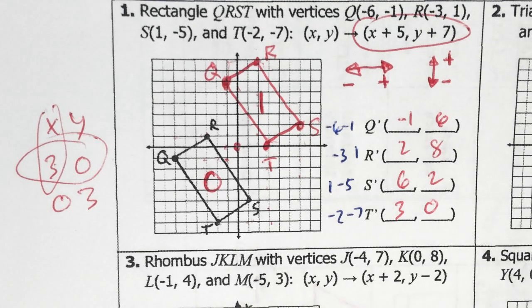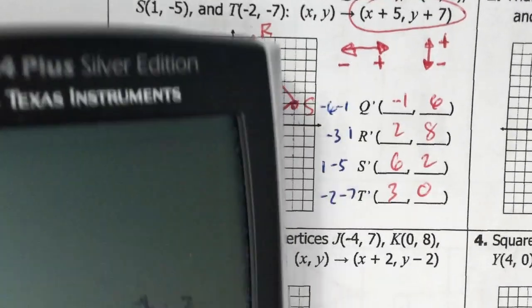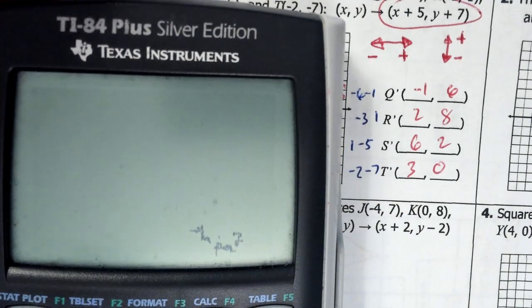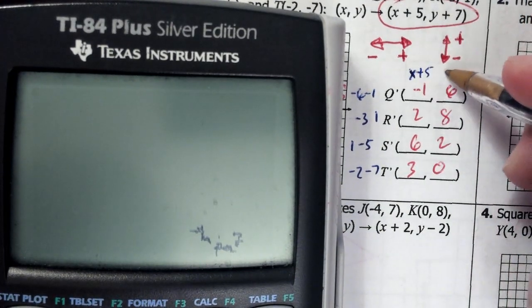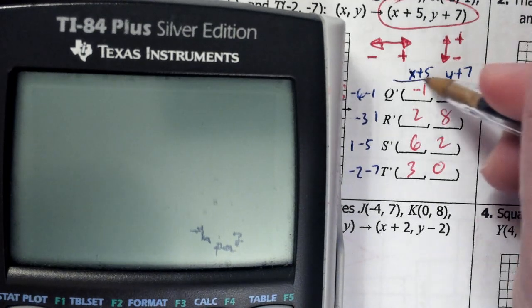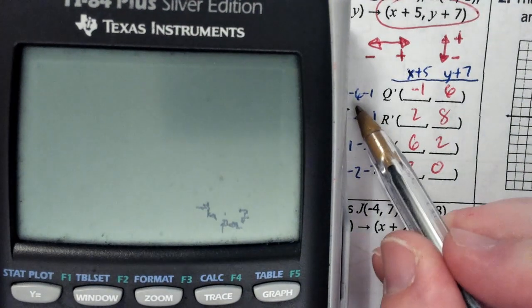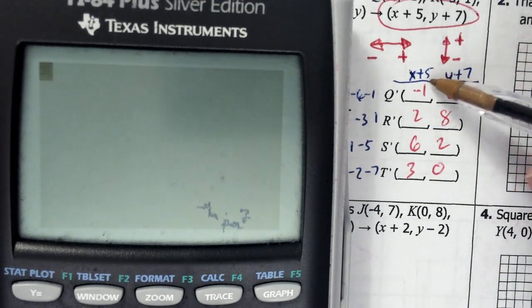And here's another way to double check yourself. So we're done with that problem. Here are the answers. Those in red are the answer. The other way to double check this is they said that we were doing x plus 5 and y plus 7. So this is another way of how to do the same problem, but a really good way to double check yourself.